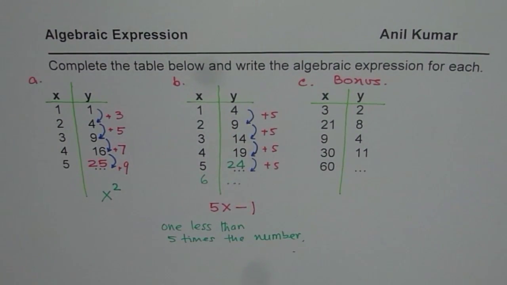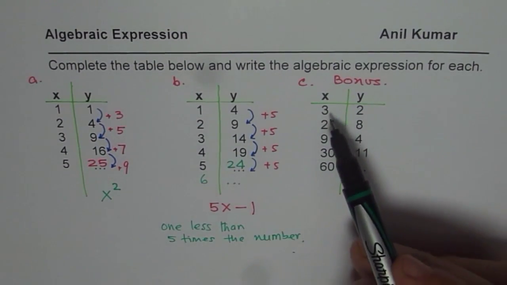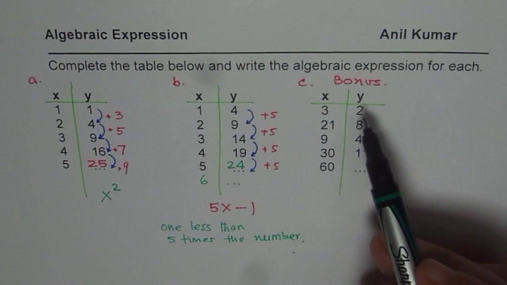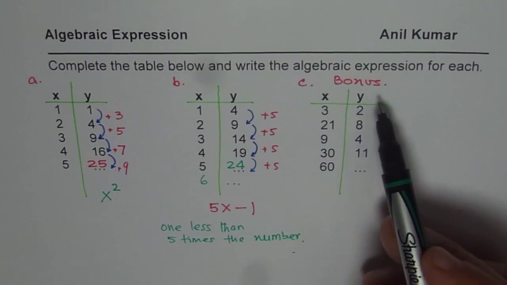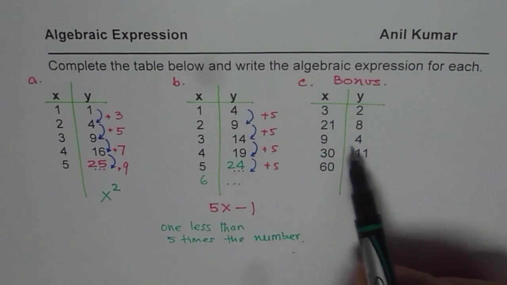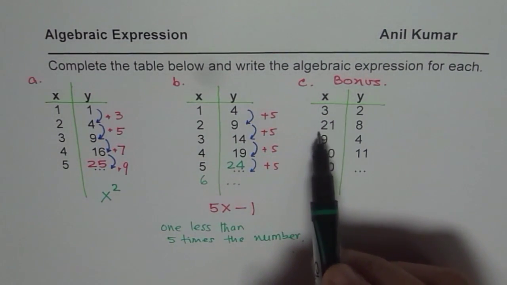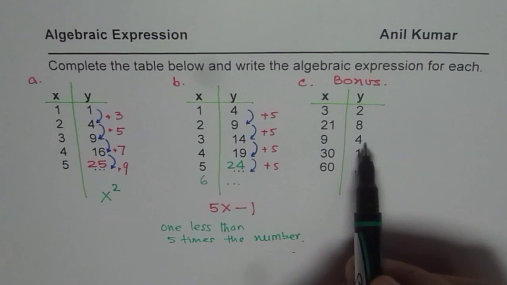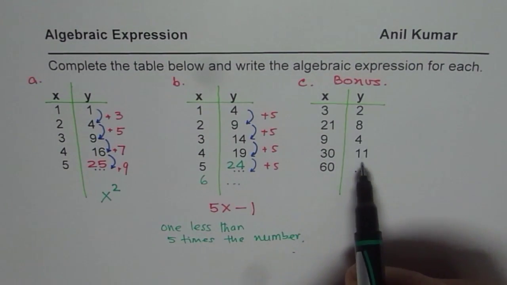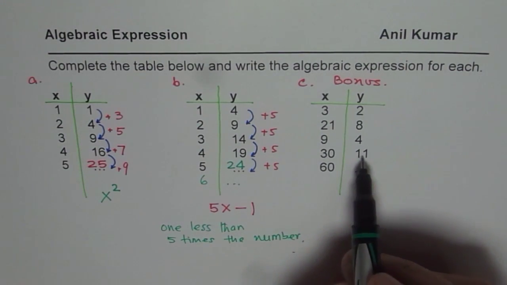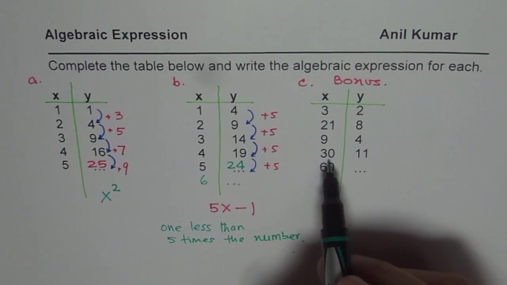Now this one, the last one, is very critical. There is no particular order in which x values are taken. But we know y is dependent on x as always, right? How do we find this relation? If x is 3, y is 2. If x is 21, y is 8, 9, 4. So we know that the y values are much lesser than x values. Okay? 30, 10. Well, what is 1/3 of 30? 1/3 of 30 is 10.